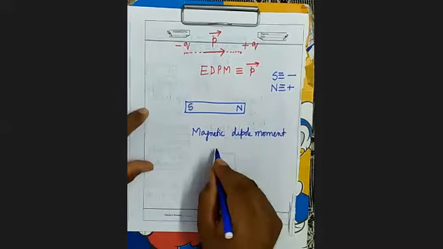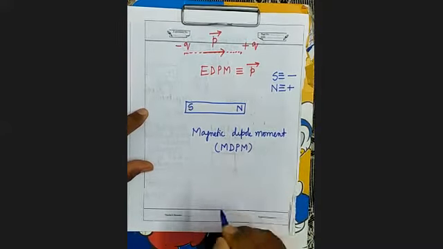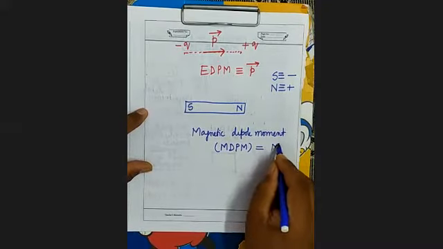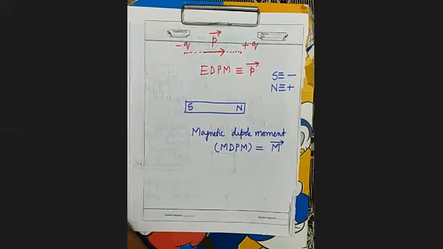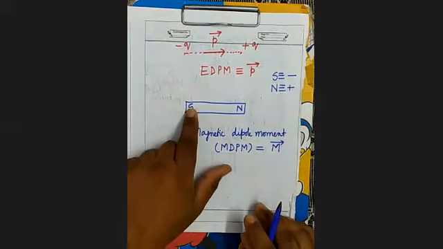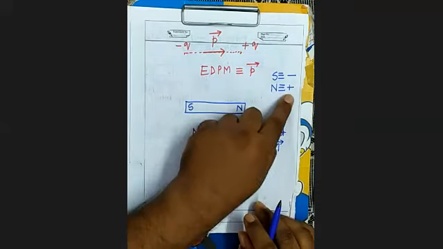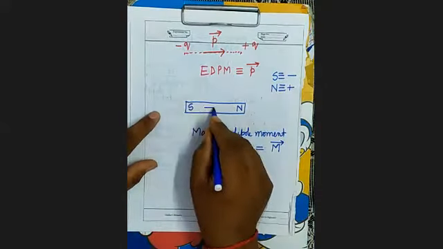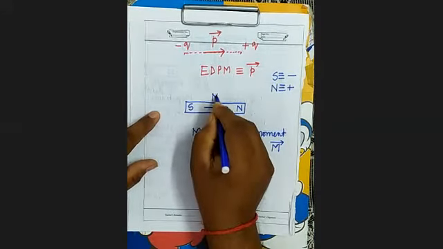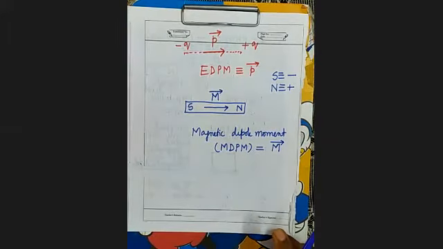Like this, we call it MDPM, the magnetic dipole moment. Its symbol is M and it is also a vector quantity. Now what will be the direction? The direction will be from the south pole to the north pole, here from negative to positive. So it will be south to north. That means this is the direction of the magnetic dipole moment M. It is clear. Now one more thing.